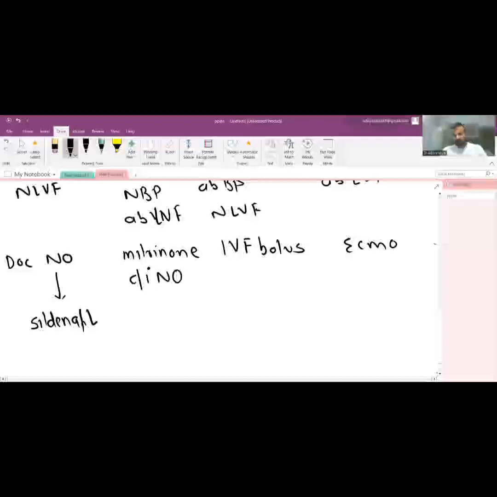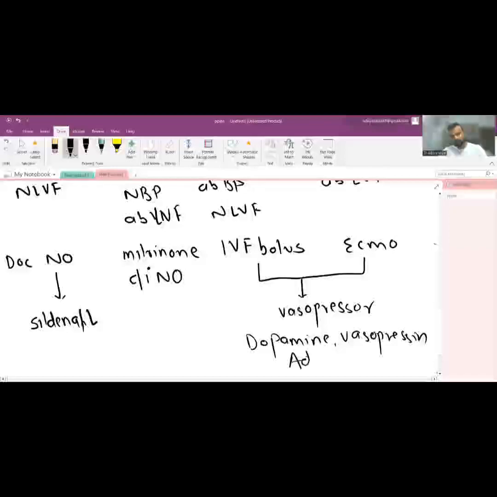Now, if these two do fail, then you have to give vasopressors, and the vasopressors that can be given are dopamine, vasopressin, dobutamine, adrenaline, and noradrenaline. So all in all, this is the specific management of PPHN.